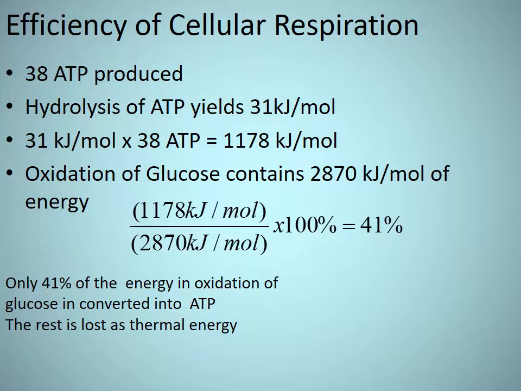So as a result of cellular respiration, our cells were only able to harness about 41% of the total amount of free energy that comes from a glucose molecule. And what happens to the rest of the energy? The rest of the energy is lost as thermal energy, and that means heat. So again, the efficiency of cellular respiration is 41%. It's fairly efficient in terms of harnessing the energy from a glucose molecule and using that energy to reform ATP.